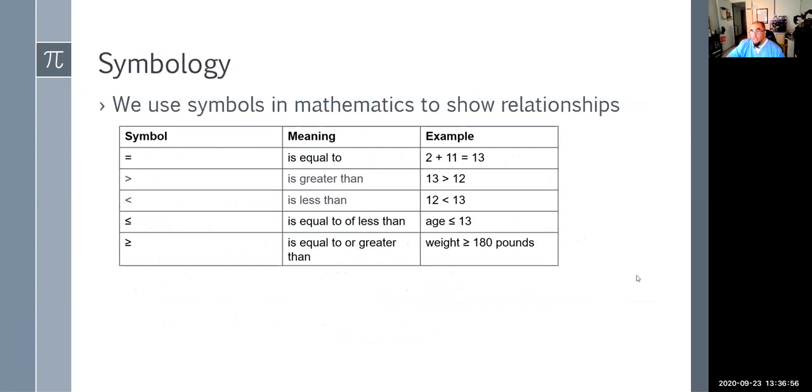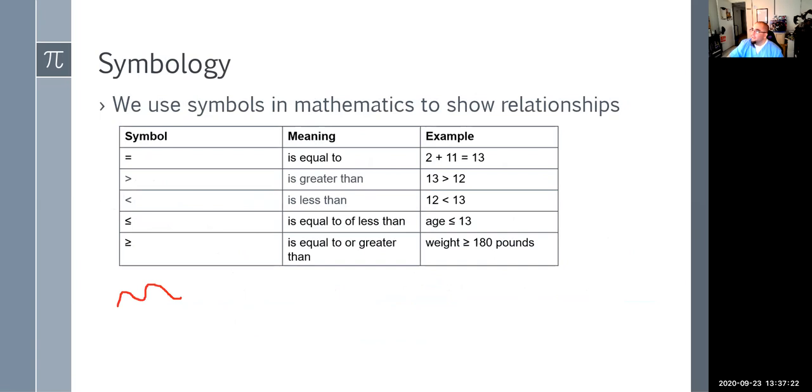Symbology. We use symbology in math a lot. So did the Egyptians, right? They used symbology for everything they wrote. In mathematics, we use it to show relationships, right? We have our equals sign. We have our greater than sign. We have our less than sign. We have equal to or less than. We have equal to or greater than. We also have stuff like the little squiggly line, right? That indicates approximate.